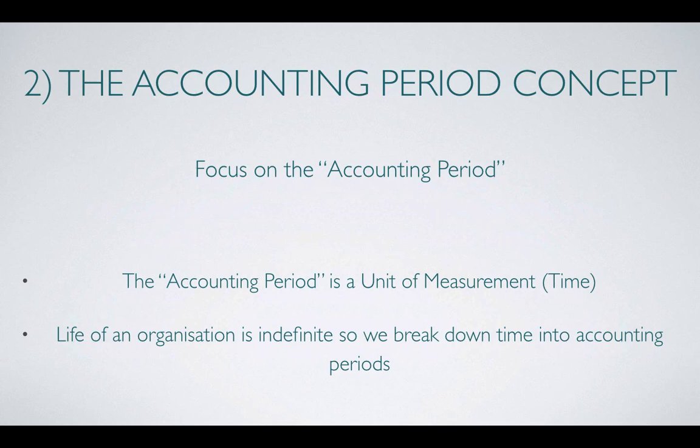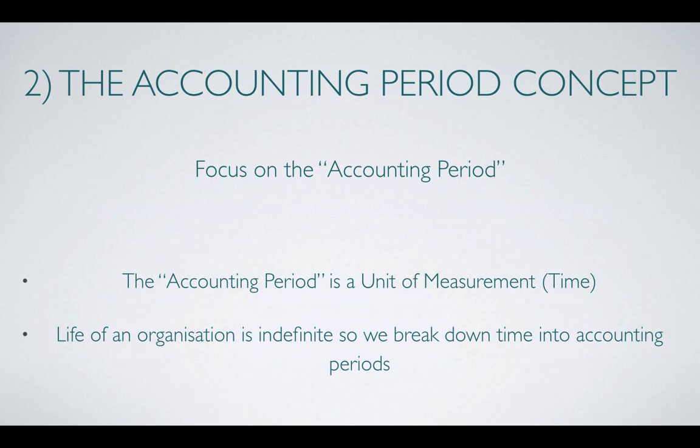You wouldn't have one profit and loss report from 1900 to 2015. That would just be impractical and wouldn't serve much purpose for decision making. So what accountants do is they break the life of an organization into particular time periods, and these are known as accounting periods.